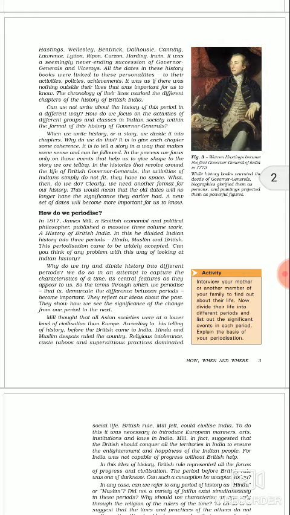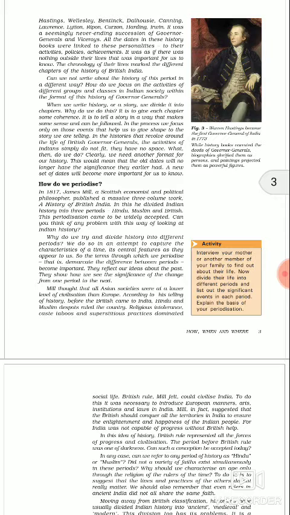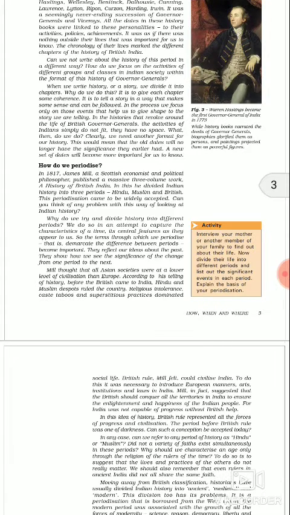In the process, we focus only on those events that help us give shape to the story we are telling. In the histories that revolve around the life of British governor generals, the activities of Indians simply do not fit. Here we are talking about the viewpoint of the British governor generals, so Indians have no space. What then do we do? Clearly, we need another format for our history.